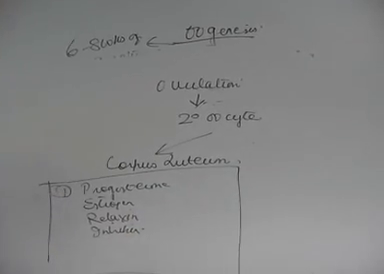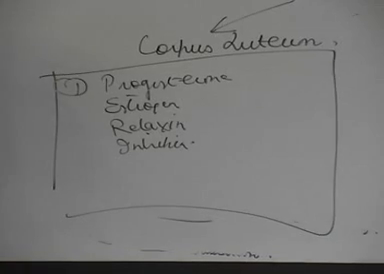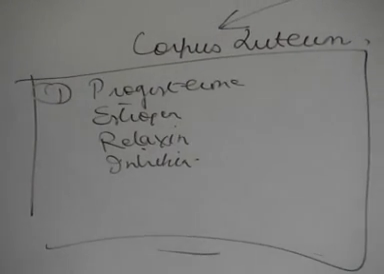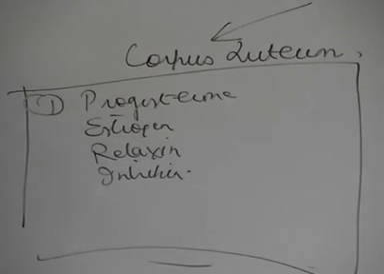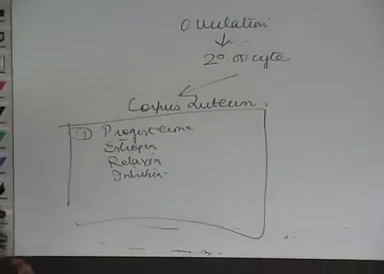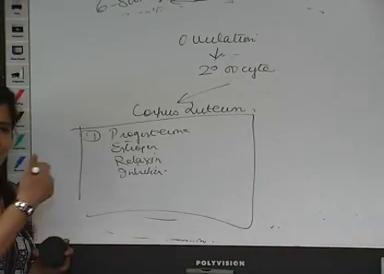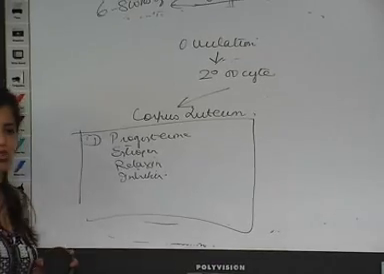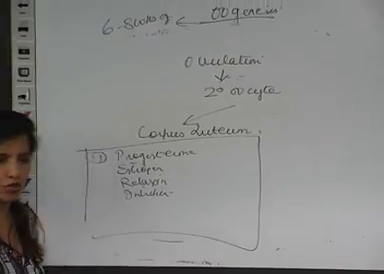So, if the question says corpus luteum secretes? Option A, estrogen, option B, progesterone, option C, both, option D, none. Then we will go for answer C, that is both. But if the question says corpus luteum predominantly secretes, option A, progesterone, option B, estrogen, option C, both, option D, none, then the answer will be progesterone.